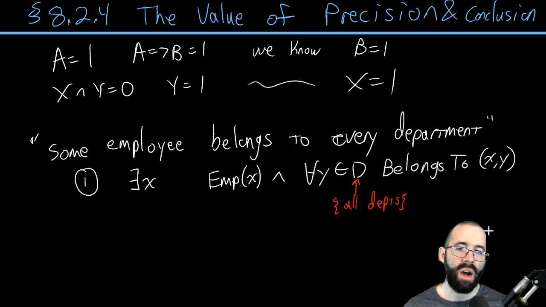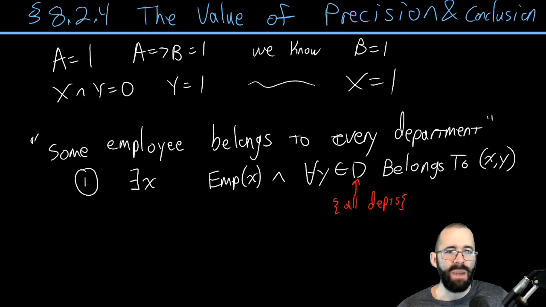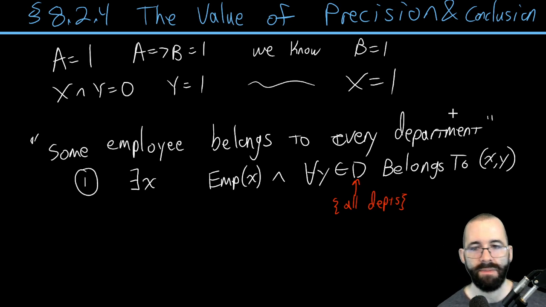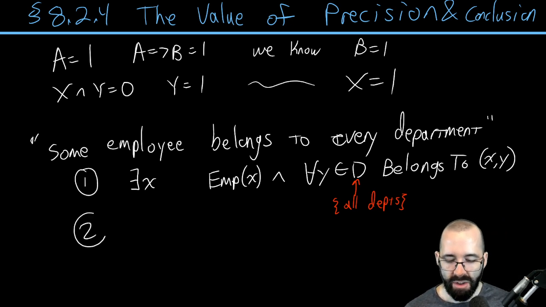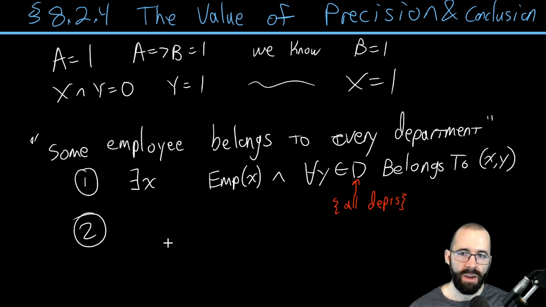saying X belongs to Y. So there is one X that does all of this. That would be one interpretation, a kind of silly interpretation, but it's kind of what it sounds like to me. And we could write that with predicate logic this way: there is an employee that belongs to all departments. Or does it mean the other thing, right? That no department's empty. Does it mean the other thing, where there's an employee in every department? We could write that this way.